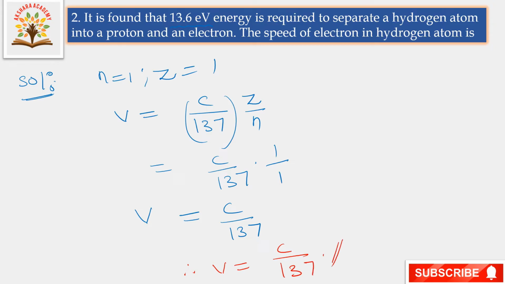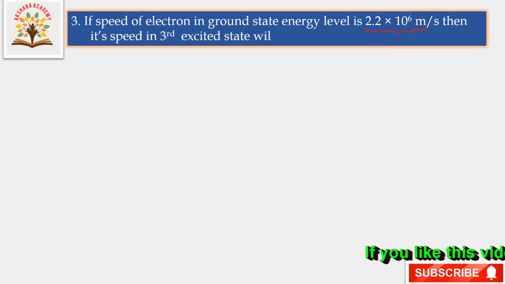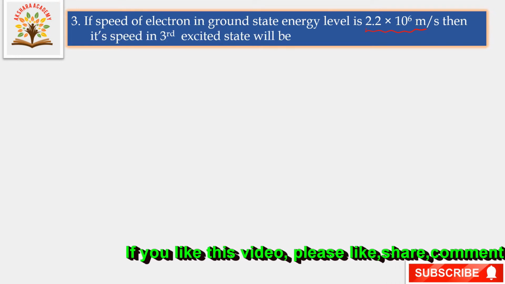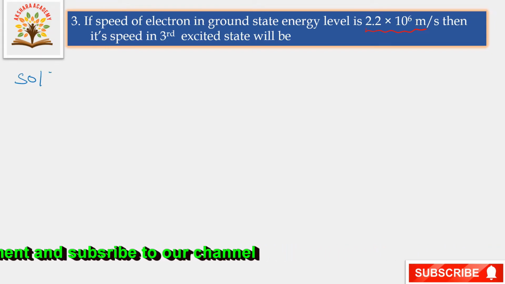Okay. Next we will go to the next. If speed of electron in ground state energy level is 2.2 into 10 to the power of 6 meters per second, then its speed in third excited state will be. Now let us go to the solution.